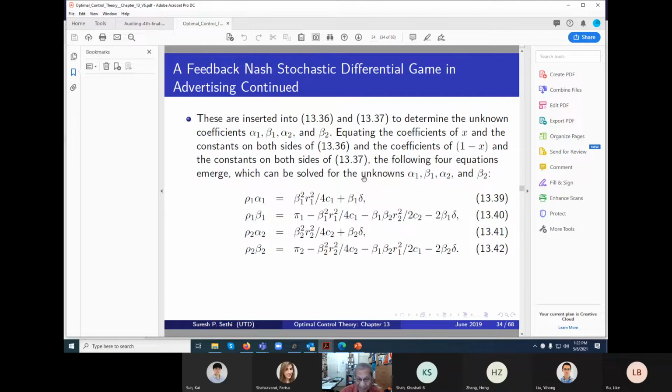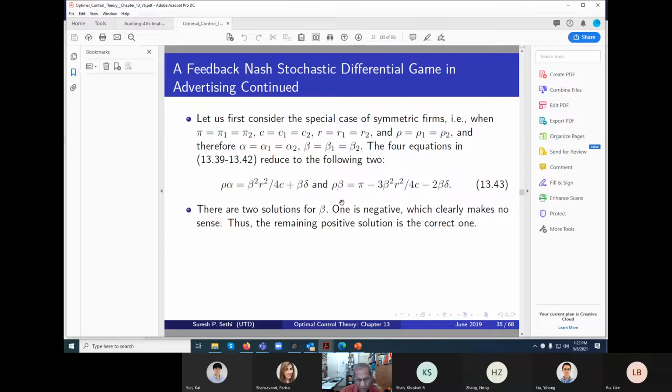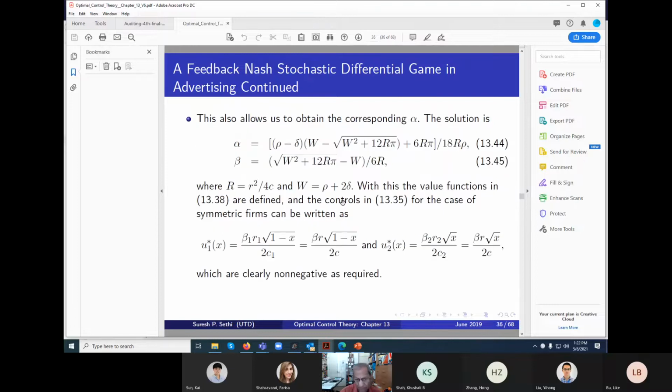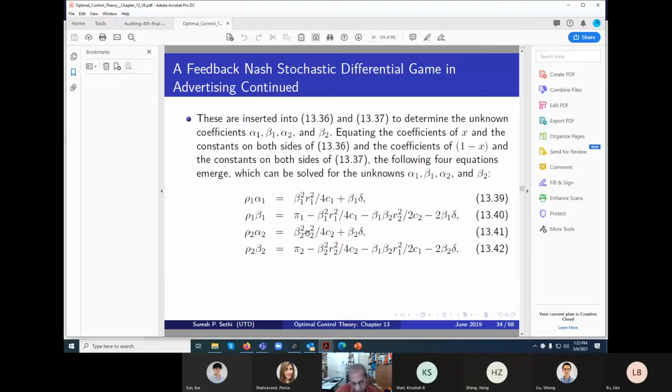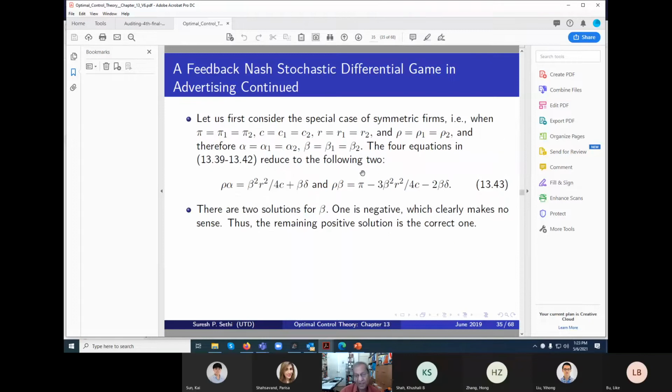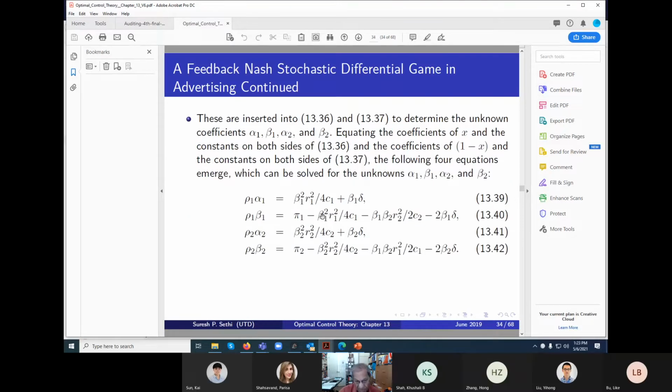And what we will do is we eliminate variables. We will first consider the special case of symmetric firms. That is pi 1 equal to pi 2, c equal to c1 equal to c2, r equal to r1 equal to r2, so all of these are symmetric. If they are symmetric, then alpha will be alpha 1 and alpha 2, and beta will be equal to beta 1, beta 2. That means we have reduced the problem from 4 parameters to only 2 parameters. So we can substitute beta for beta 1 and beta 2, rho for rho 1 and rho 2, and so on, and we get 2 equations in 2 parameters.